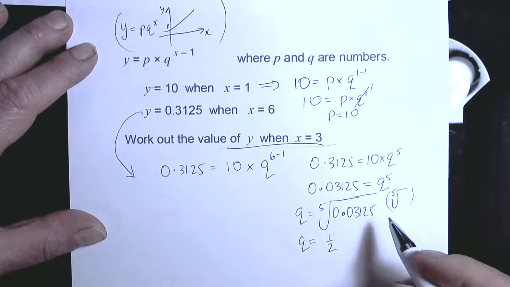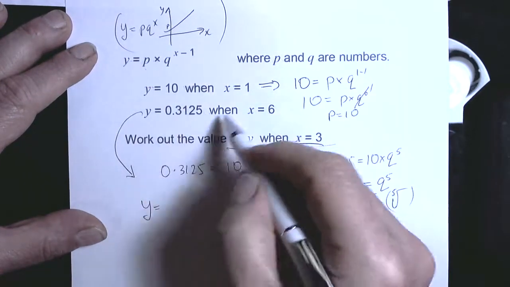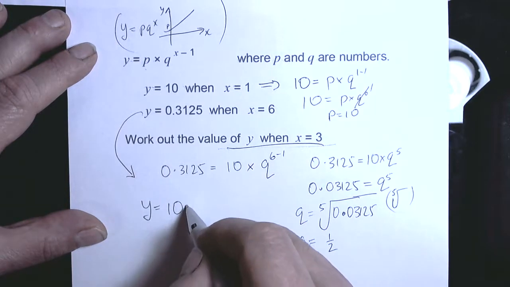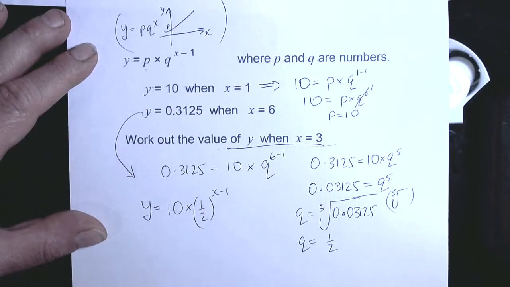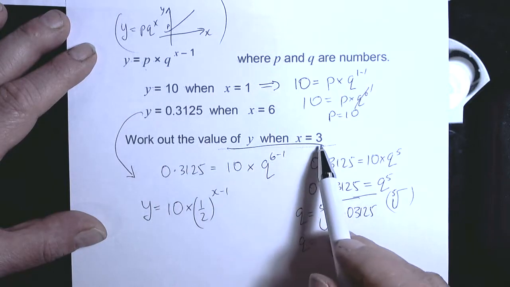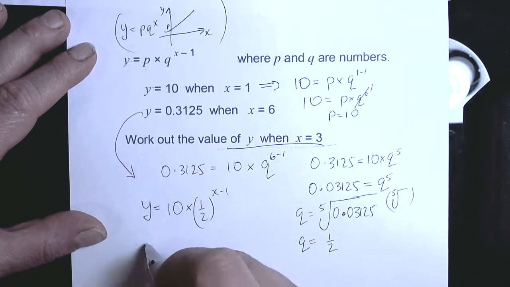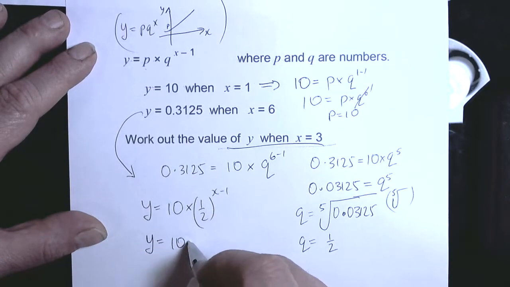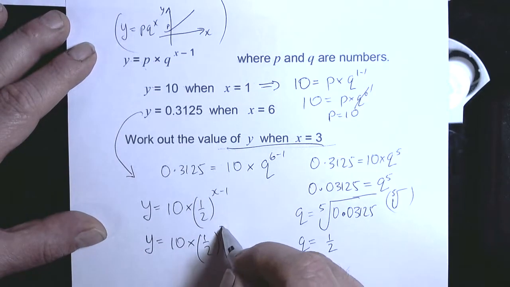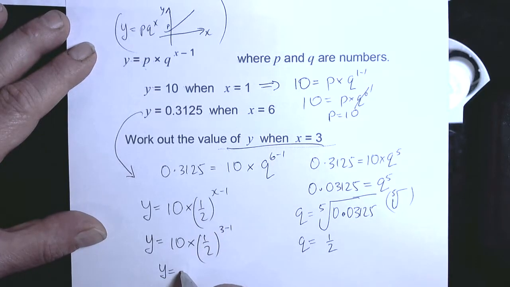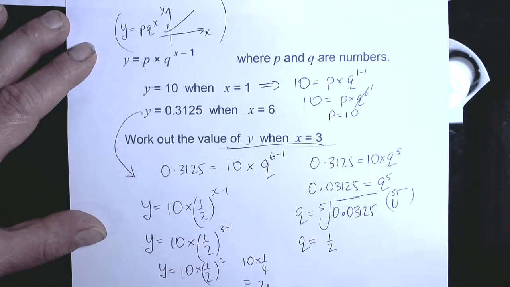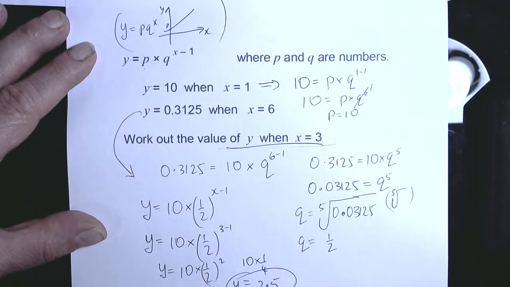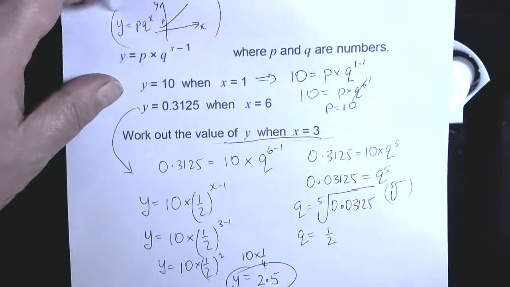Okay, so that then tells us the relationship that these variables are related by is y is equal to 10 times half to the power of x take away 1, because we replace the p and q with the values we now found. And now we can find the value of y by putting in x value of 3. So we end up with y is equal to 10 times a half to the power of 3 take away 1. So y equals 10 times half squared. So basically we end up doing 10 times a quarter, which is equal to 2.5. So our final answer is y equals 2.5.